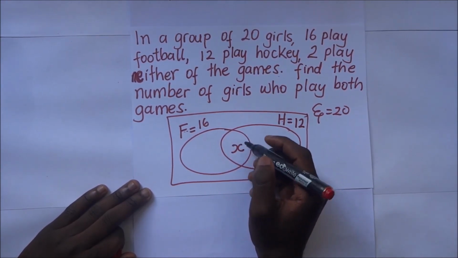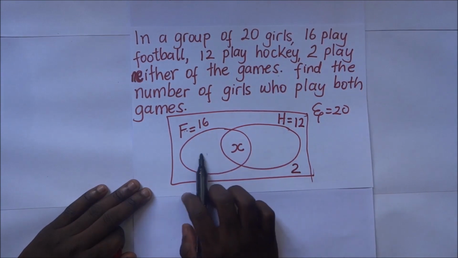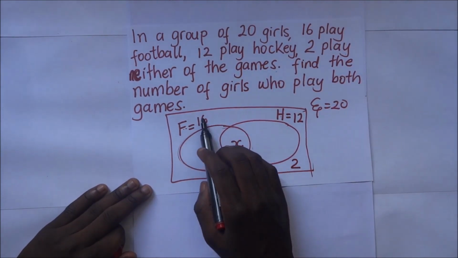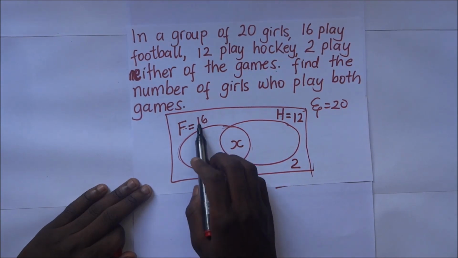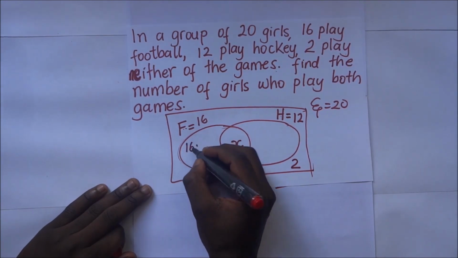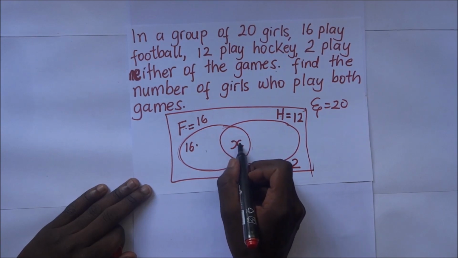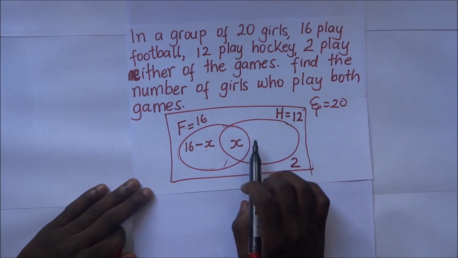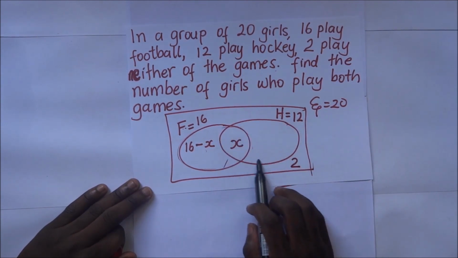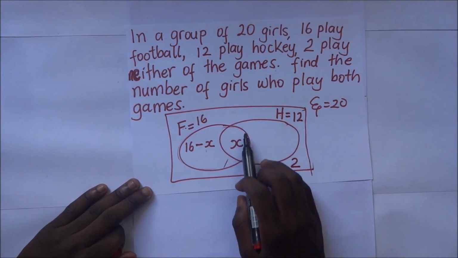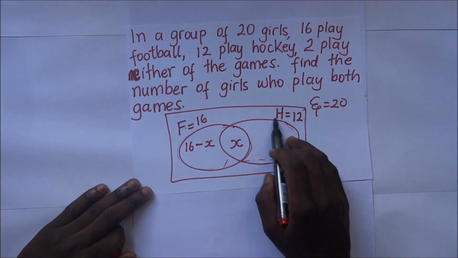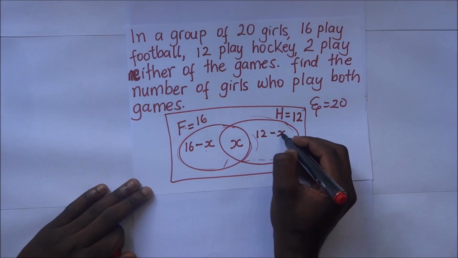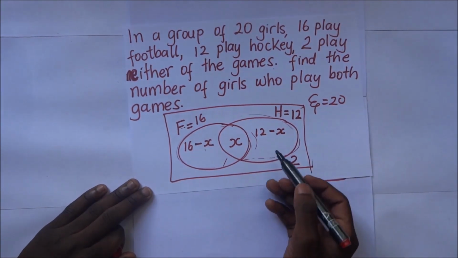They're asking us to find the number. So we can first begin by filling this gap and that gap. Whoever is inside this circle is playing football. So those who play football only is going to be this total, which is 16, minus those who also play hockey. So it's 16 minus x. Then even here, those who play hockey in this circle are 12. But those who play hockey only is going to be 12 minus x, the people who play both games.